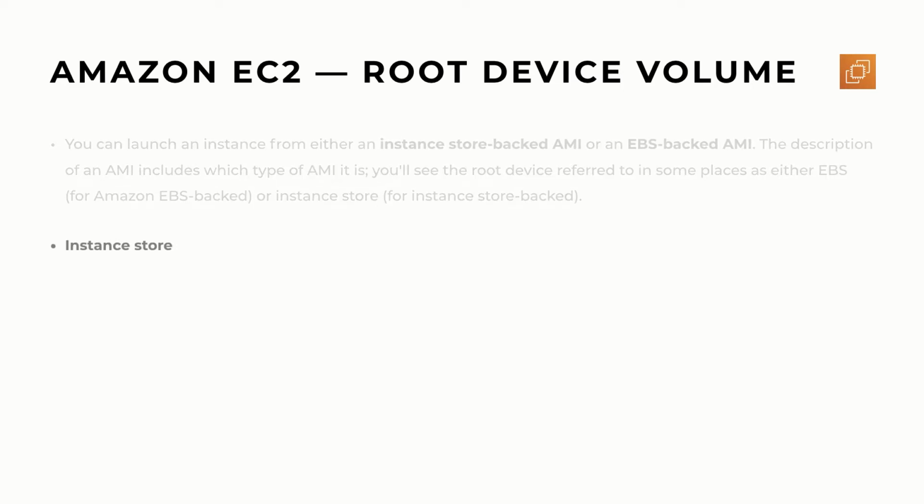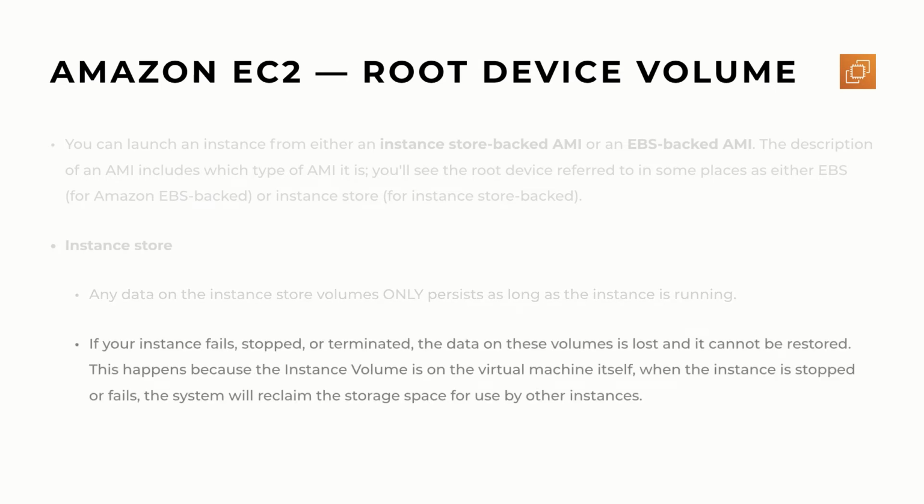The instance store provides temporary block level storage for your instance. And by temporary, it means that data on the instance store volume only persists as long as the instance is running. The moment the instance is stopped, terminated, or fails, the data on these volumes is lost and cannot be recovered. The reason instance store is temporary is because it is attached to the host machine, and the host machine reclaims it for use by other instances. The instance store is ideal for temporary storage of information that changes frequently, such as buffers, cache, and other temporary content.